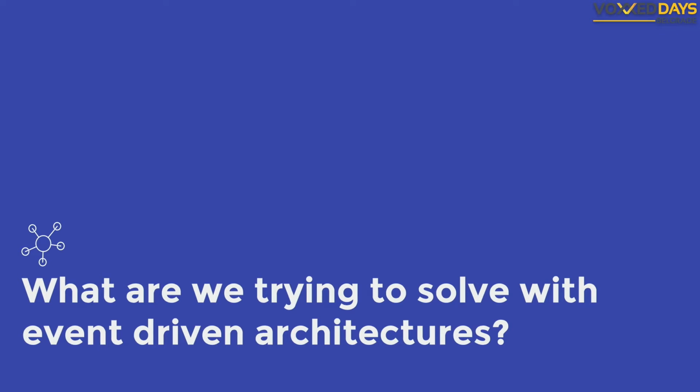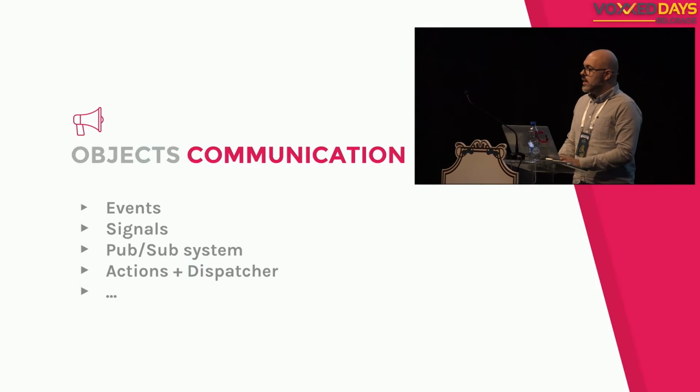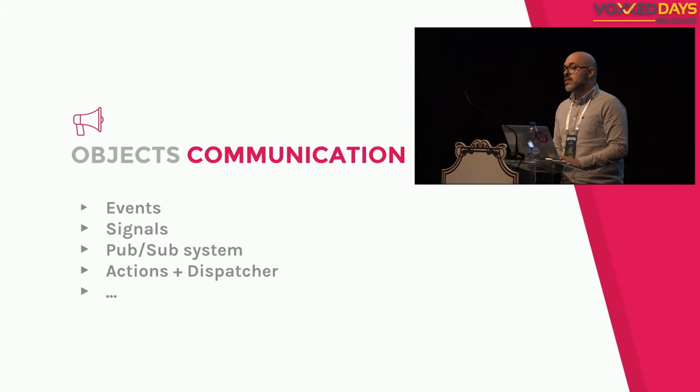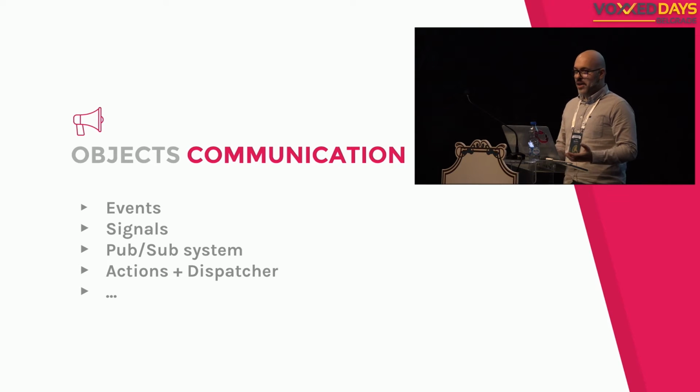But what is this architecture trying to solve? So what is the main aim behind this architecture? One of the main aims is object communication. So we try to decouple the different objects and to find a nice way to communicate together. Because if they are decoupled, that means that they shouldn't see each other. But at the same time, we want these objects to communicate together.